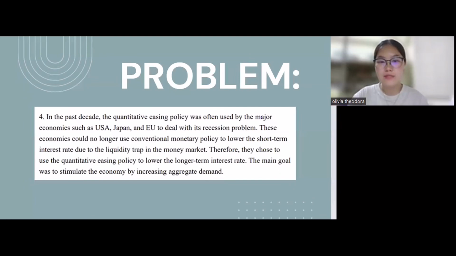So this is the problem itself. In the past decade, the quantitative easing policy was often used by major economies such as the USA, Japan, and the EU to deal with their recession problems. These economies could no longer use conventional monetary policy to lower the short-term interest rate due to the liquidity trap in the money market. Therefore, they chose to use the quantitative easing policy to lower the longer-term interest rate. The main goal was to stimulate the economy by increasing the aggregate demand.